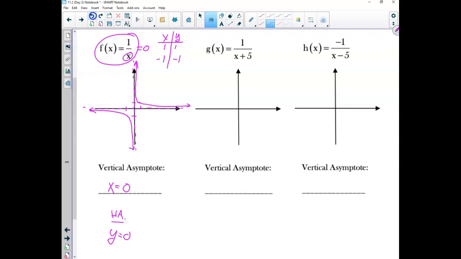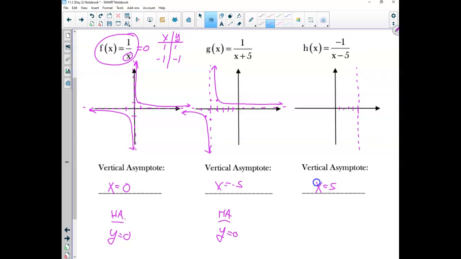So why don't you give these next 2 a try here, and I will be back in just a second. I just did the second one, so hopefully your second graph is right. I'm going to do the third one with you because this one changes up a little bit. My vertical asymptote is going to be at x equals 5. So I'm going to come out here and say 1, 2, 3, 4, 5, and draw my vertical asymptote in there at x equals 5.